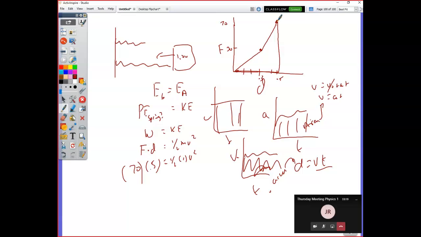This is huge because on the AP test, when you see a graph that looks like this, I want you to say, force-distance graph, the area is going to be the amount of work I'm doing. I want you to think about that before you even read the question going forward. Any two things multiplied together this whole entire class, if there's a graph like this, the area under the curve is the two multiplied together.